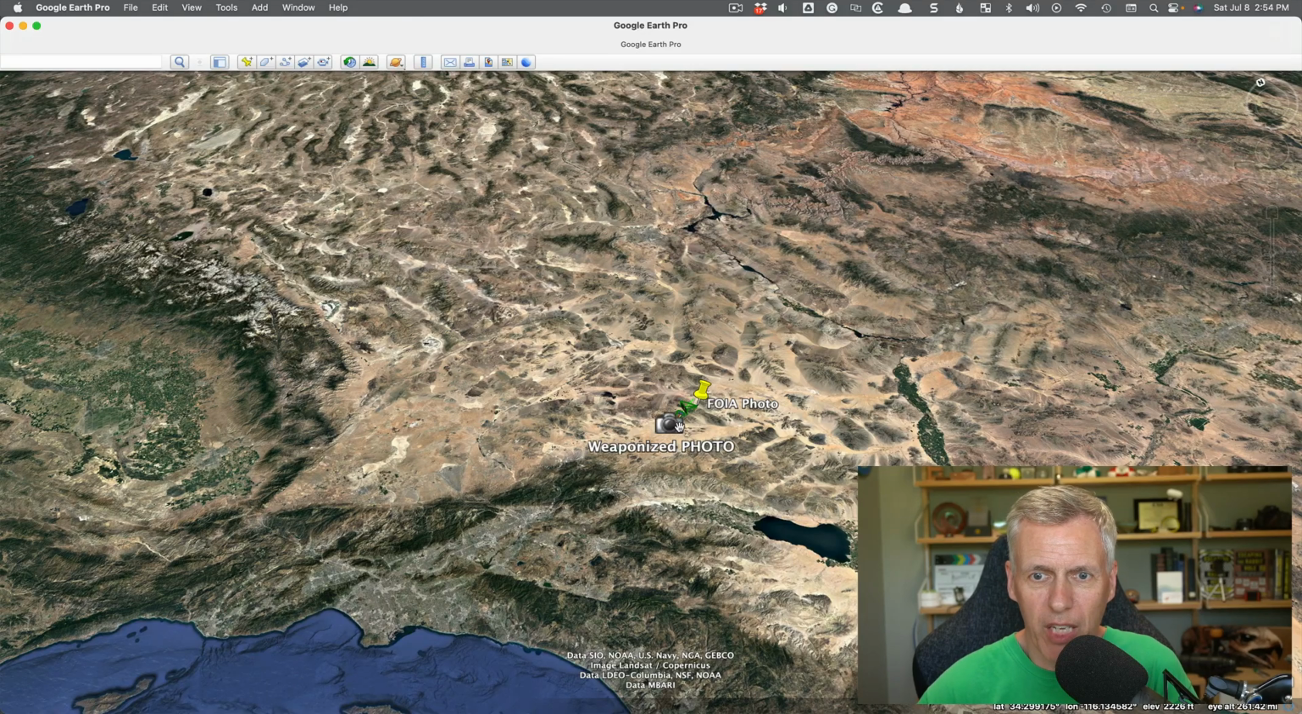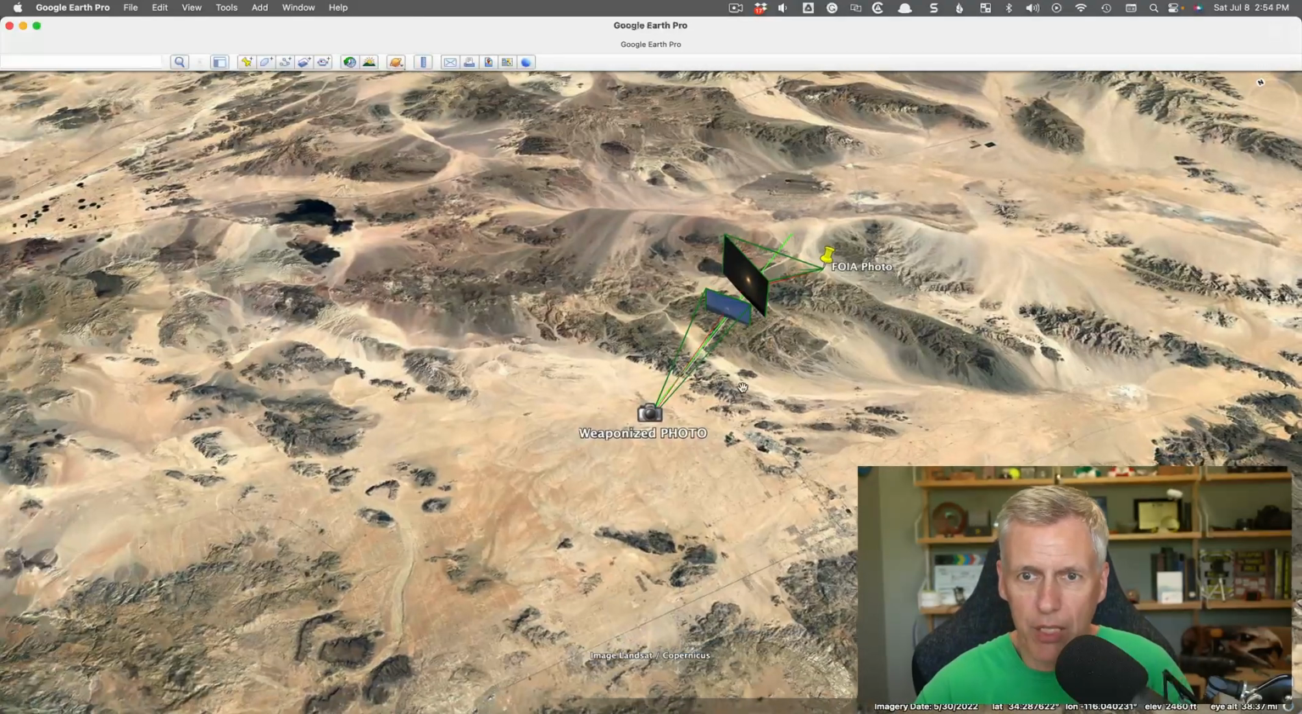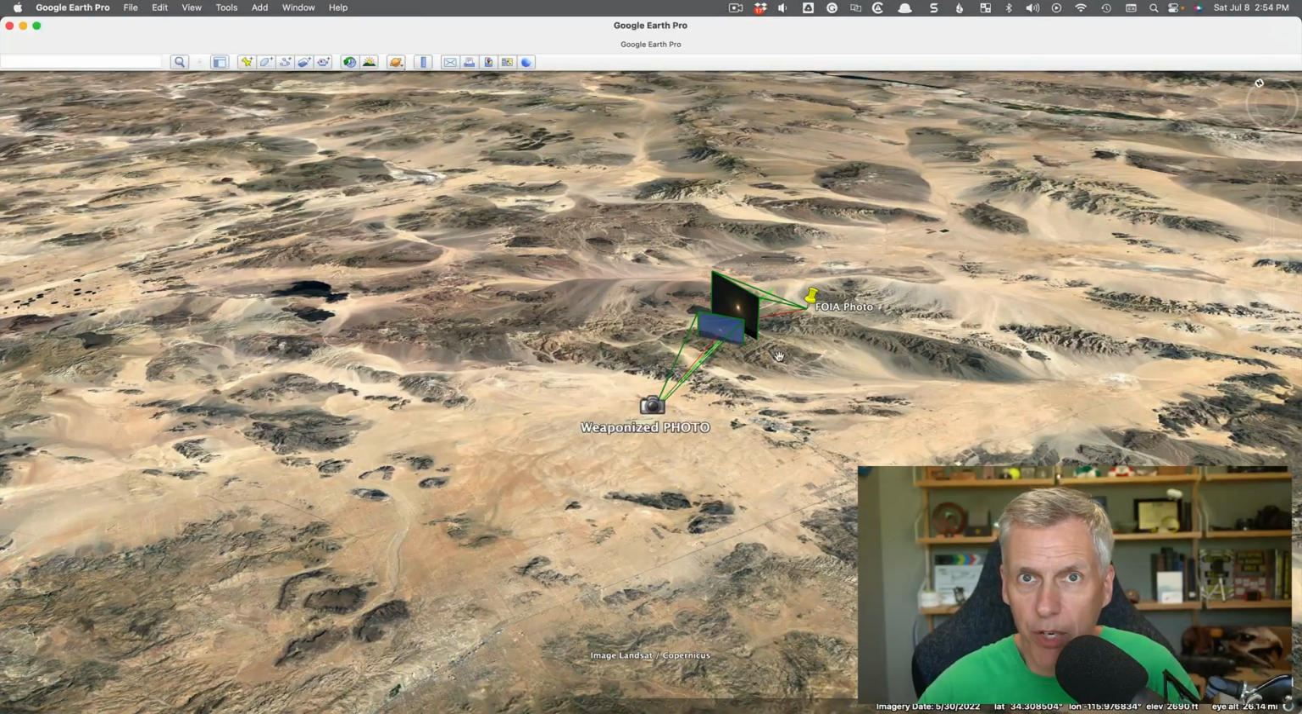Hello, I just wanted to clear something up about these 29 Palms photos. People are a little confused because they think the photos are taken from the same location. They're actually taken from two different locations. There's two sets of photos.